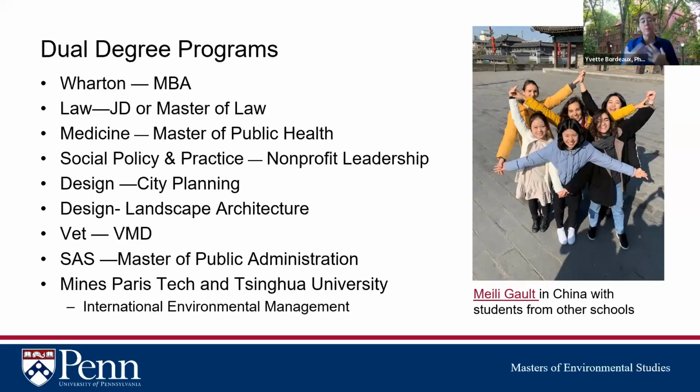So for example, with the MBA, you get the MBA and the Master of Environmental Studies. This can help you with sustainability and working in corporate sustainability offices around the world, right? While we have a dual degree with the JD, which is if you want to be a lawyer, but we also have the Master of Law, which is you learn about the law, but you don't become a lawyer at the end.